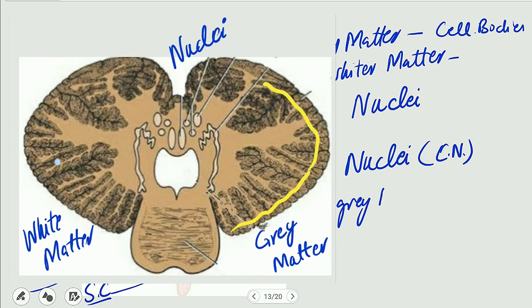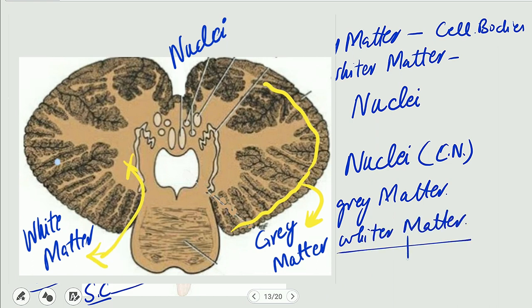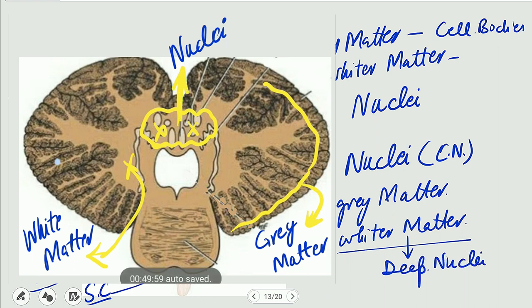In the cerebellum, if we take the cut section of the cerebellum, we will have again gray matter at the periphery, that is the neuronal cell body, and white matter in the center. In the white matter of the cerebellum, again we have got collection of the neuronal cell bodies. These are buried nuclei, deep nuclei of the cerebellum. So cerebellum has got gray matter at the periphery. In the center, it's the white matter.